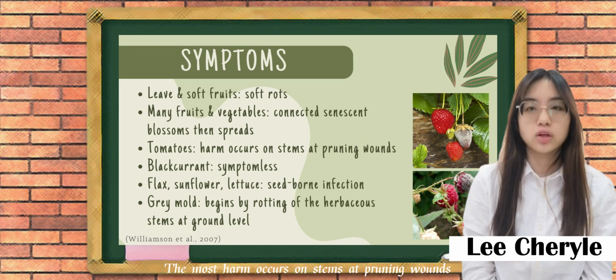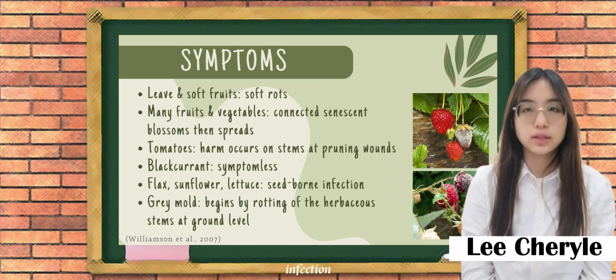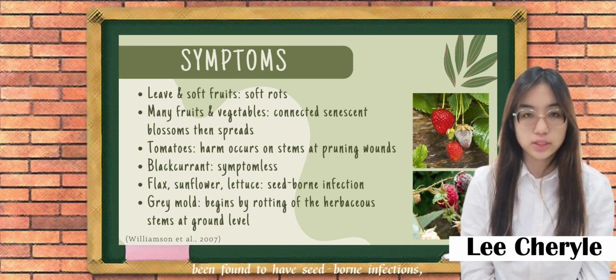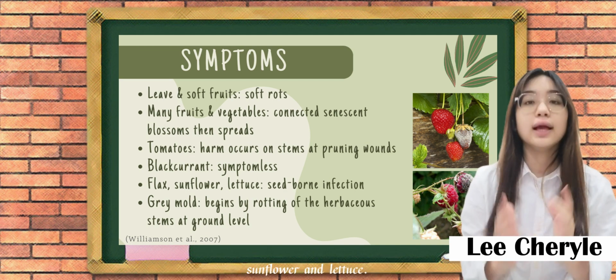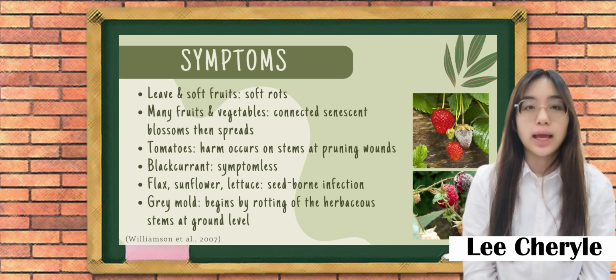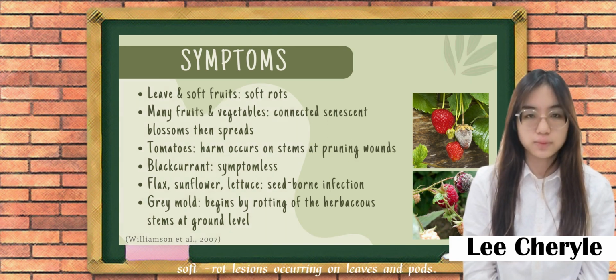The most harm occurs on stems at pruning wounds in greenhouse-grown tomatoes, where the fungus can destroy the whole stem. In blackcurrant, symptomless Botrytis cinerea infection of blossom styles causes premature abscission of developing fruits. Over 50 hosts have been found to have seed-borne infections, including flax, sunflower, and lettuce. Seed transmission in chickpeas can result in yield losses in Australia. Grey mold in this crop usually begins with the rotting of the herbaceous stems at ground level, with various soft rot lesions occurring on leaves and pods.